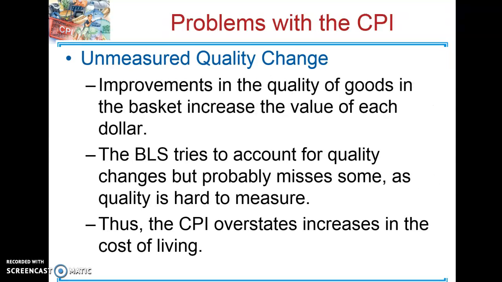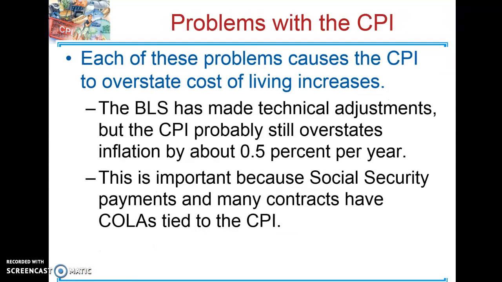Unmeasured quality change is also a problem. Improvements in the quality of goods in the baskets increase the value of each dollar. The BLS tries to account for quality changes, but in all likelihood, they're going to miss some. And furthermore, quality is hard to measure, so the CPI is overstated. So, each of these problems causes the CPI to overstate the cost of living increases.